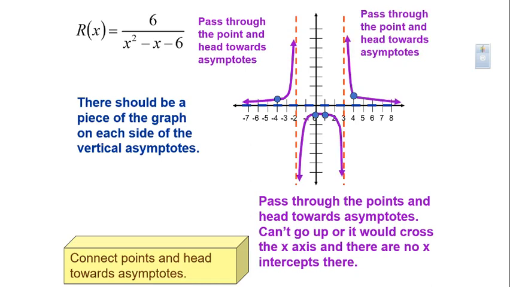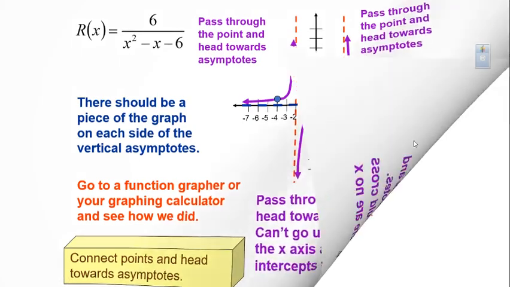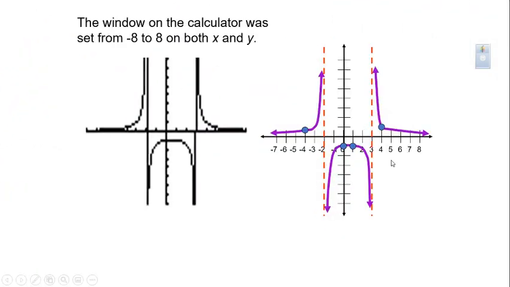It's not an absolutely neat graph, but it is a reasonable representation. I would recommend that you plot at least 3 additional points on the left. So if you put 4 points on the left side, 4 points in between, and 4 points on the right side of the vertical asymptotes, that should give you a reasonable representation of what the graph looks like. And this is what it actually looks like on a graphing calculator.